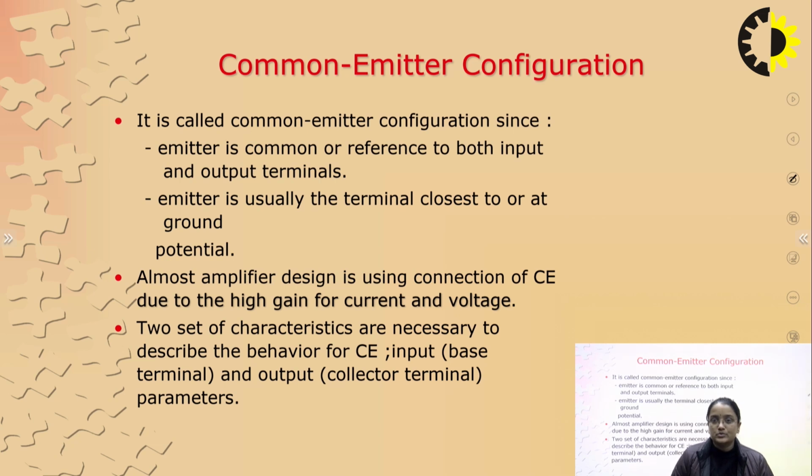So what is the reason we are using this common emitter configuration? The first and foremost reason is that it offers high current gain, which ultimately results in high power gain, and finally that ultimately gives you high efficiency. So that is the most important reason for using this common emitter configuration in almost every application. Because of these three reasons, it offers high current gain, high power gain, and finally high efficiency.